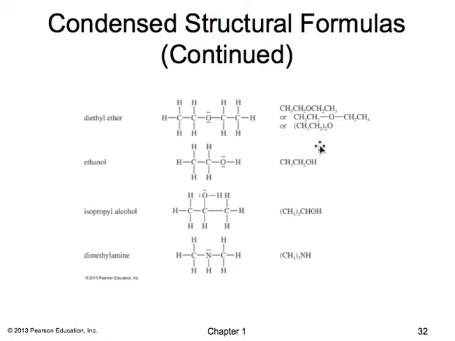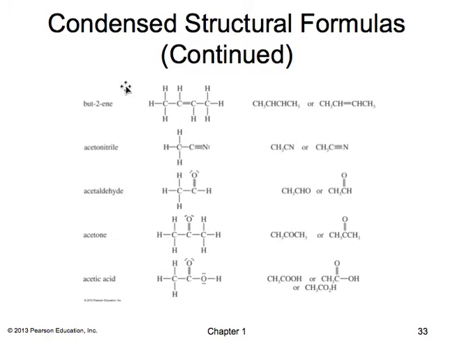Ethanol is shown here. Ethanol is self-sufficient. Isopropyl alcohol, you have 2 CH3s flanking this COH, and so that's represented here. And then dimethylamine is shown as 2 CH3s on the central nitrogen.